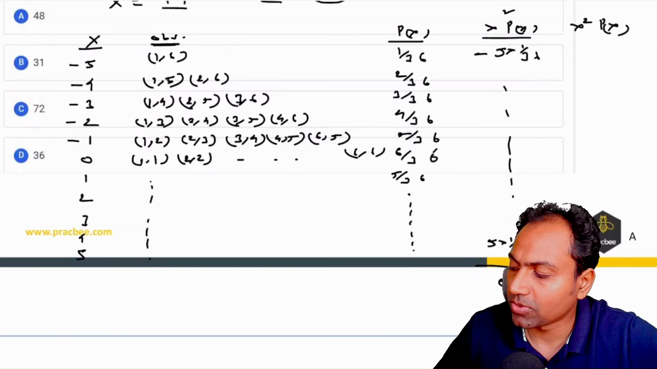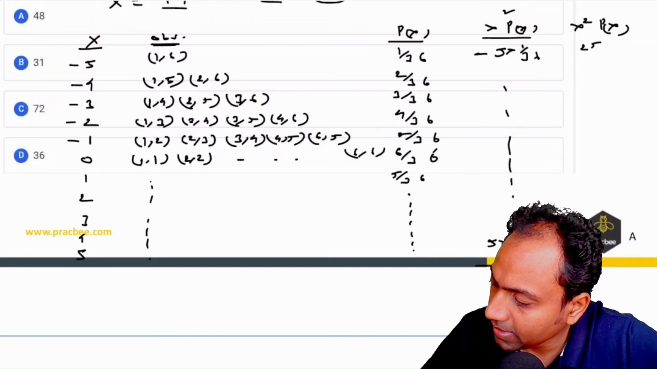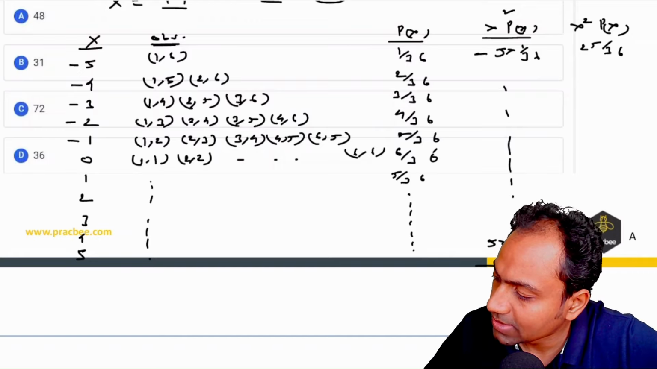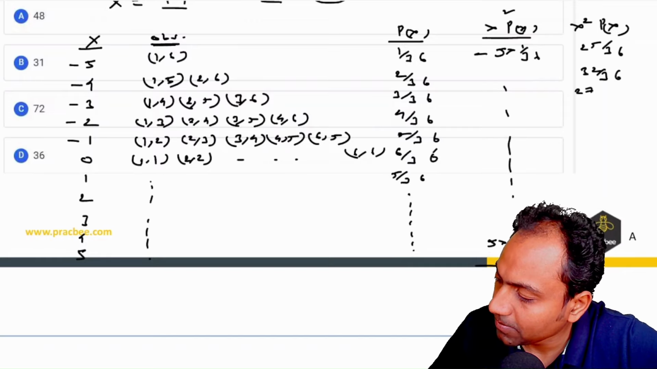So if I write x square into P(x), let us see what we are getting. This becomes 25 by 36. The next will become 4 into 4, 16 into 2, 32 by 36. The next becomes nothing but 3, 9 into 3, 27 by 36.